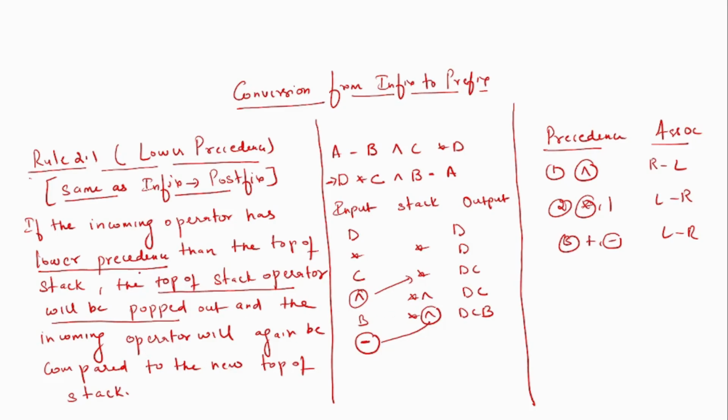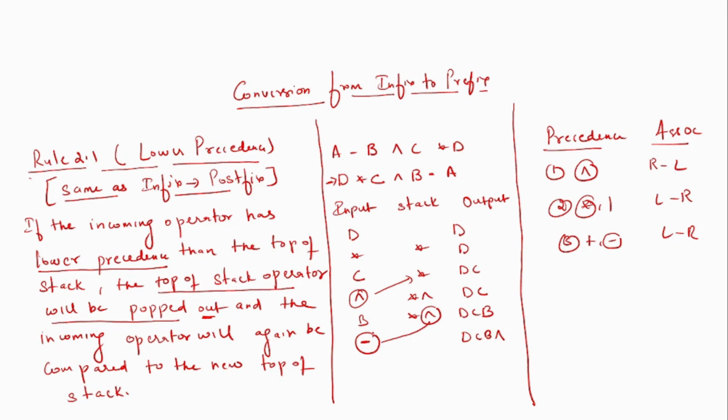So let us look at this first. If the incoming operator has lower precedence, and of course the incoming operator minus has lower precedence than the top of the stack, that is exponential, therefore the top of the stack operator will be popped out. Let us look till here. So what will be popped out? The exponential will be popped out, dcb, right? Exponential will be popped out, and we don't just push minus to the top of the stack.